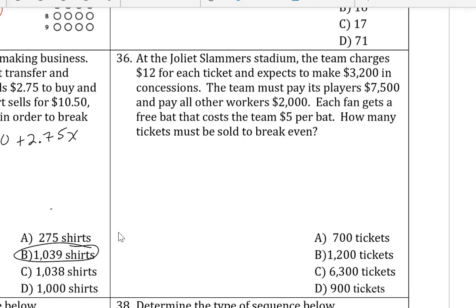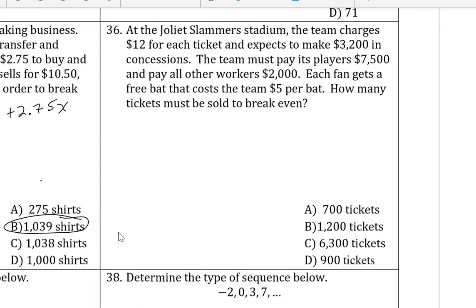All right. At the Joliet Slammer Stadium, the team charges $12 for each ticket and expects to make $3,200 in concessions. It has to pay its players and all their workers accordingly. Each fan gets a free bat that costs $5 per bat. How many tickets must be sold to break even? So let's think about this one. This one's a little more numbers, right? So let's write it out.